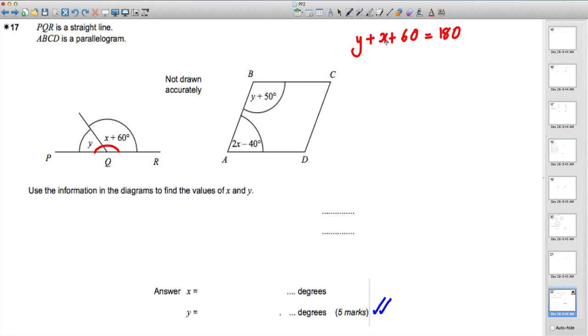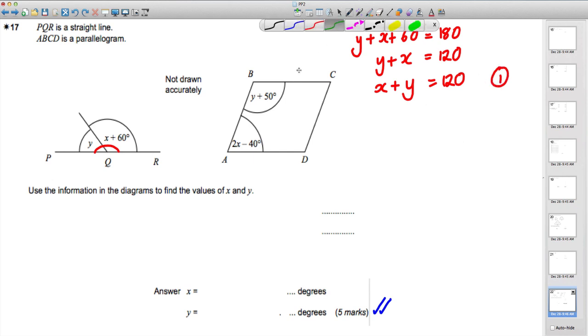Okay, before we go ahead and deal with the algebra on this, let's just get all the numbers to one side. Let's subtract 60 from both sides and maybe even make the x first. Well, if I subtract 60, I get y plus x is equal to 120. And if I swap the roles of x and y, x plus y is equal to 120. There's equation 1. Okay? Now I'm going to go for a different coloured pen here.